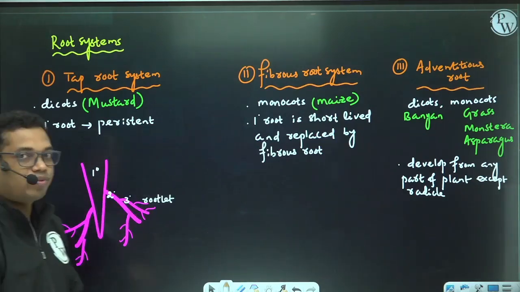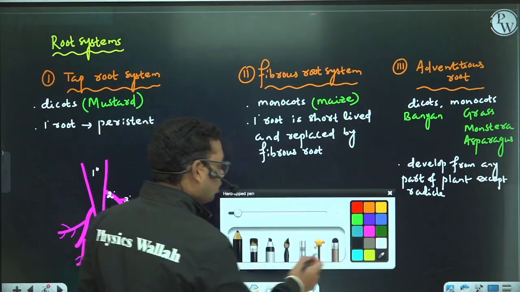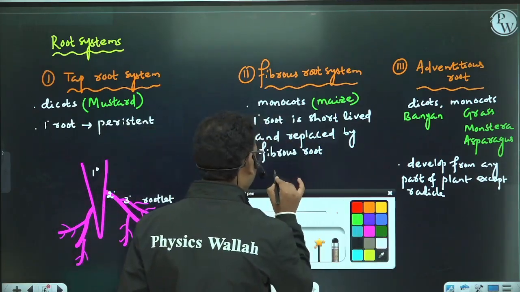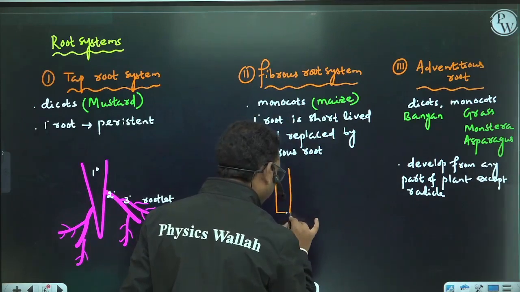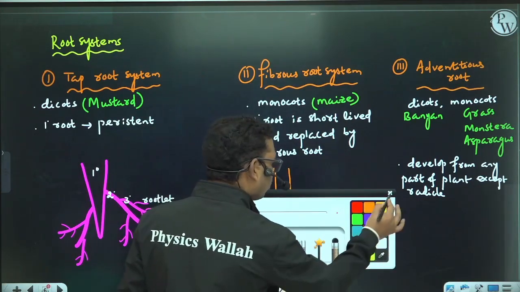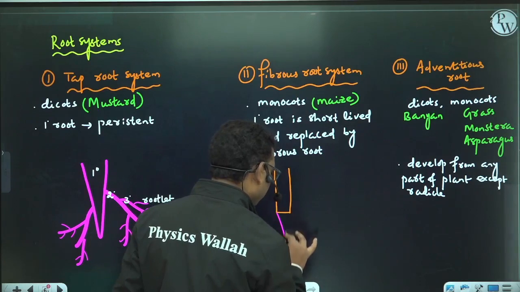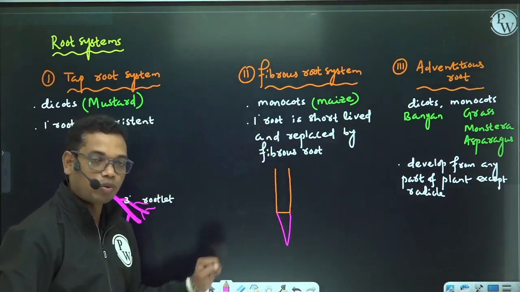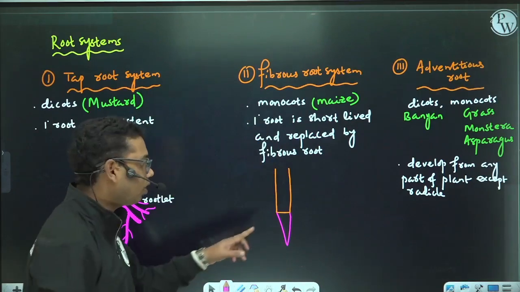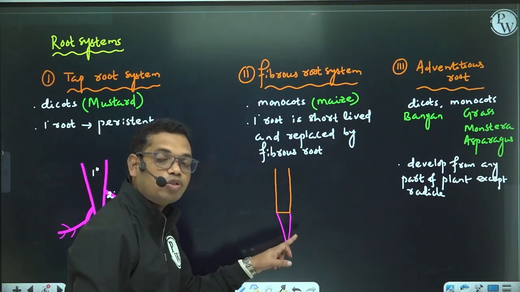What about the fibrous root system? Suppose this one is the stem part, and suppose this one is the radicle. This one is the primary root which develops from the radicle. Okay, and after some time what will happen? This primary root is short-lived.